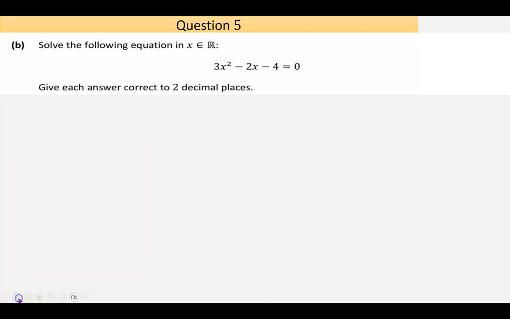Now, that's part A. Now, part B says solve the following equation, x is an element of R. And again, that just means that x can be any number. And we have a quadratic, 3x squared minus 2x minus 4 is equal to 0.